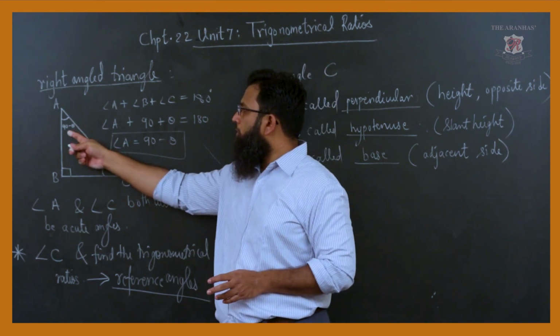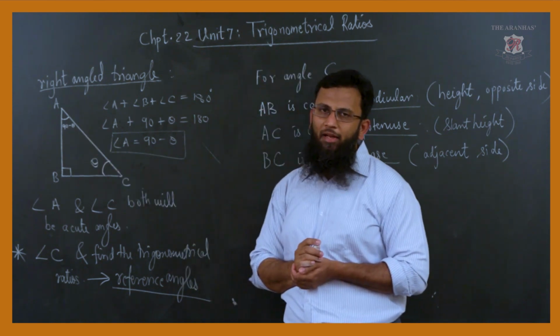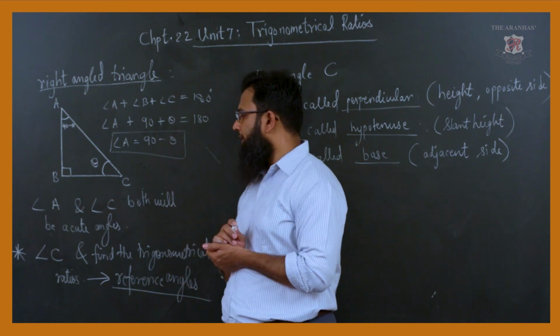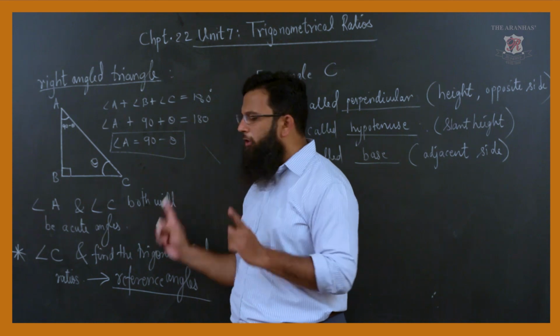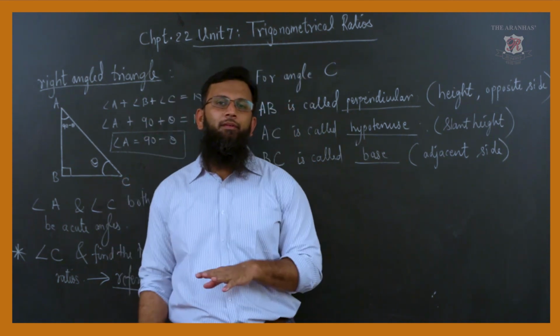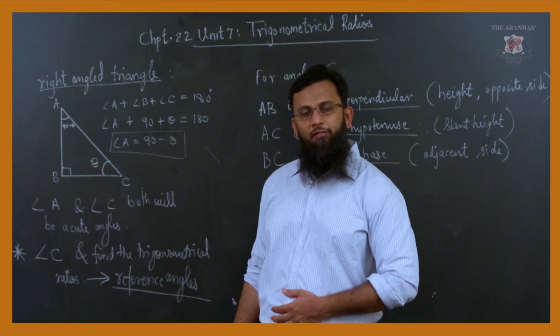Then I showed you here in the calculation how the remaining angle will be 90 minus theta, because the sum of all the angles in a triangle is 180 degrees. Also remember, angle A and angle C both will be acute angles in any situation. They won't be obtuse. They will be acute.